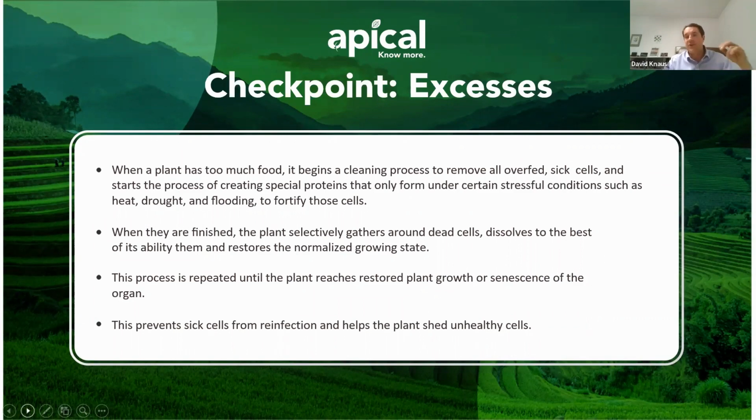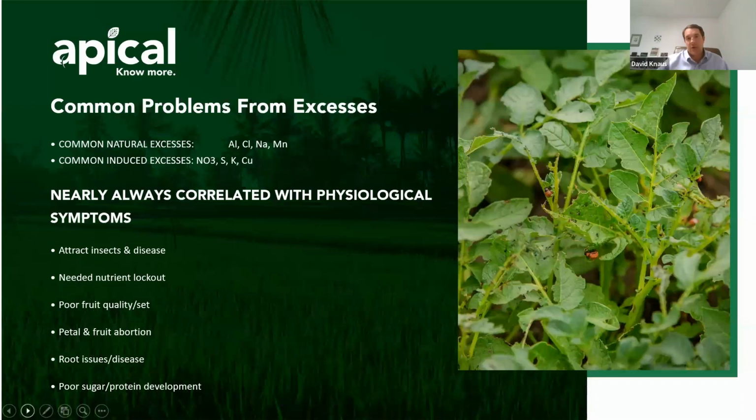Similarly, we've seen where a growing tip of a plant can sort of peter out and start to curl up and pinch, and those are often indicative of a different nutrient excess that a plant can't get rid of. And so the plant will stop growing vertically and start to grow horizontally instead. This helps the plant to prevent sick cells from reinfecting itself, and it helps the plant to shed unhealthy cells.